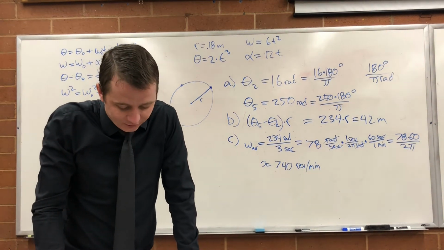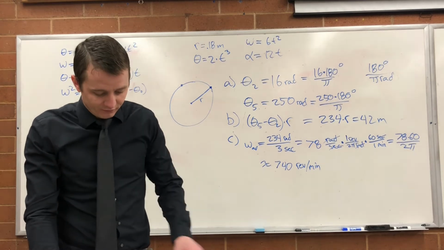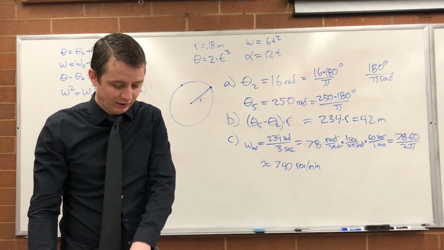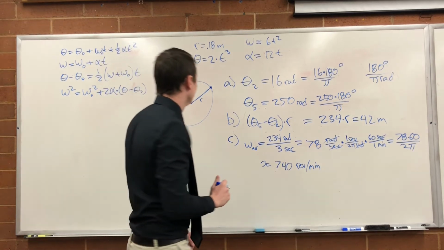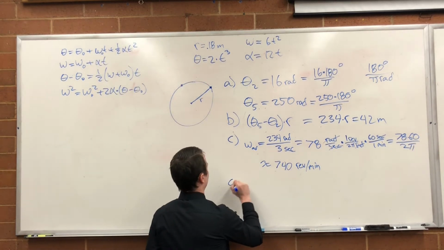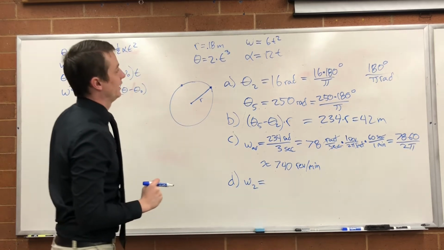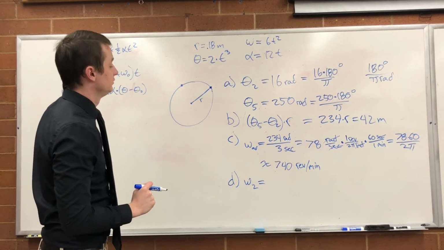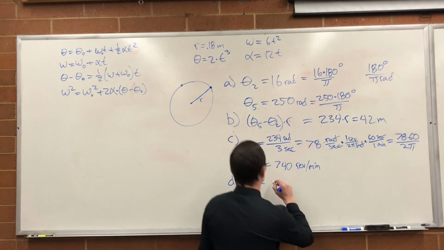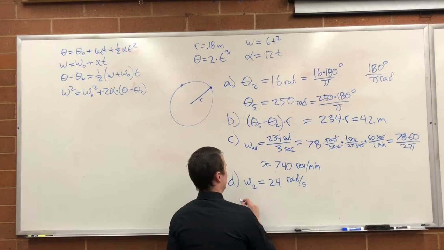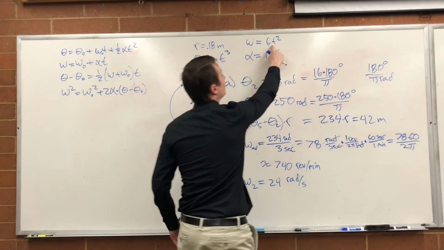Alright, part D, the problem that never ends. Find the instantaneous angular velocity at 2 seconds and at 5 seconds. So now for D, we're looking for omega at 2. Well, what's that? It's just that. 24. 24 radians per second.